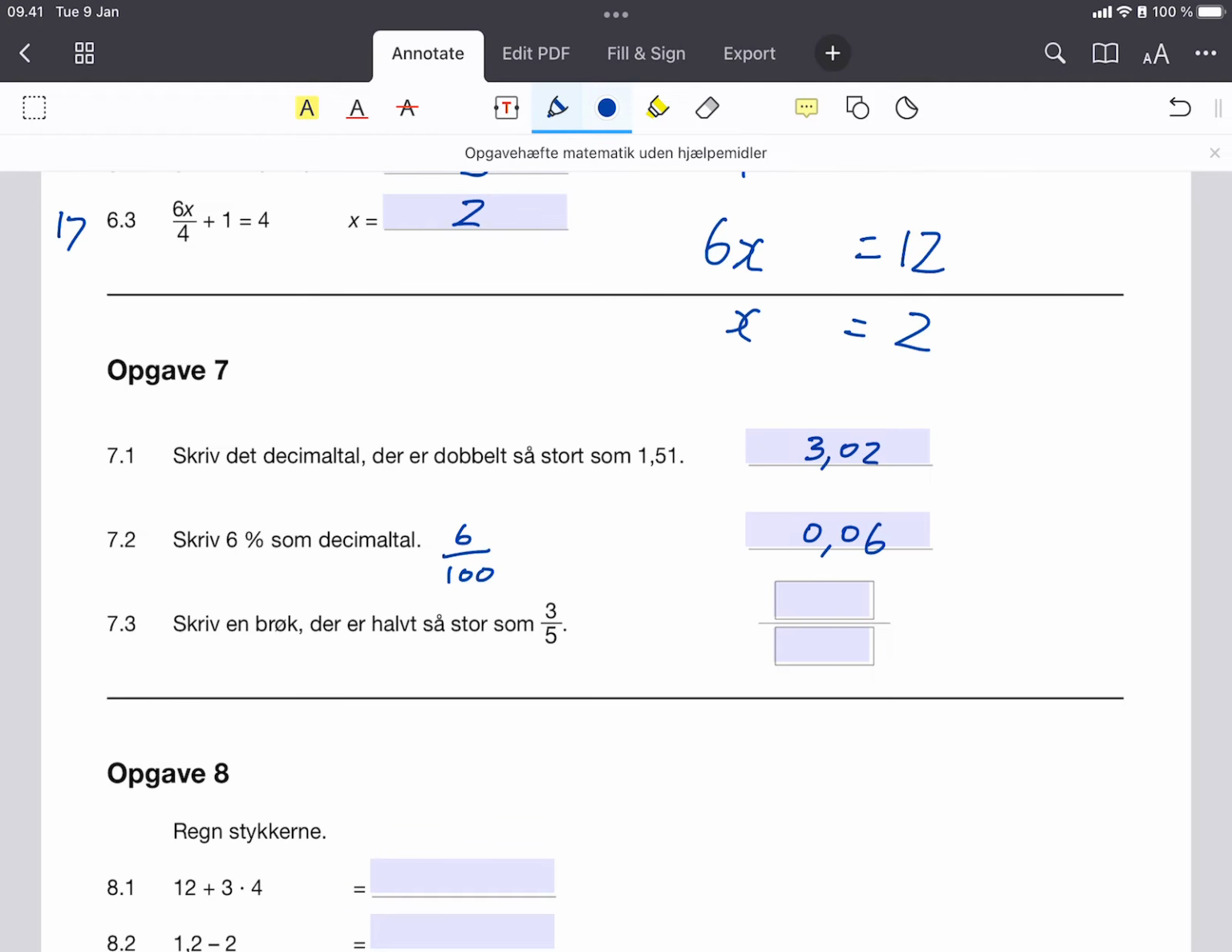Write a fraction which is half as big as 3 fifths. Well, you can't write 1.5 fifths because you can't mix up fractions and decimals. So instead of halving the top, you need to double the bottom, double the amount you're dividing by, and have 3/10.